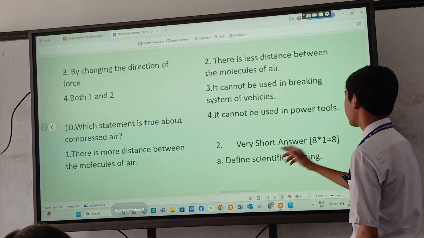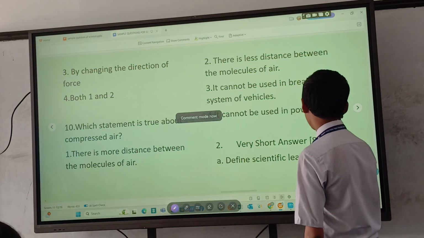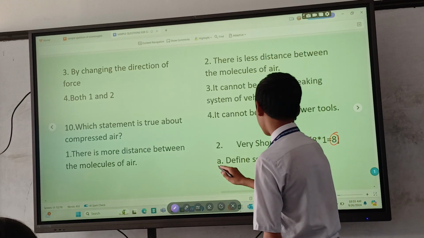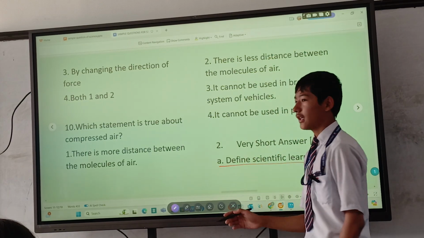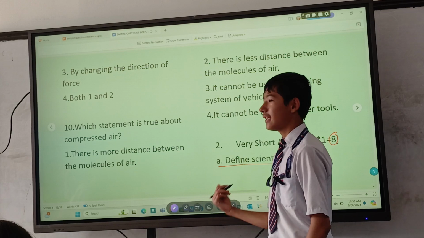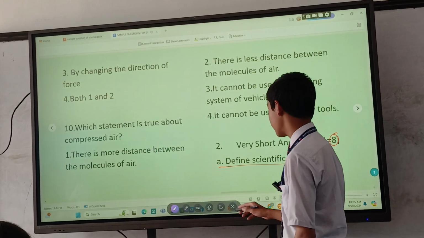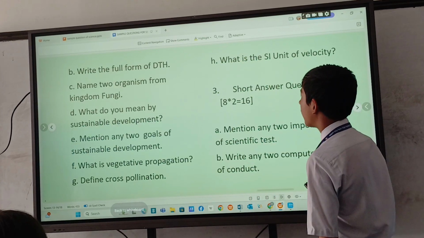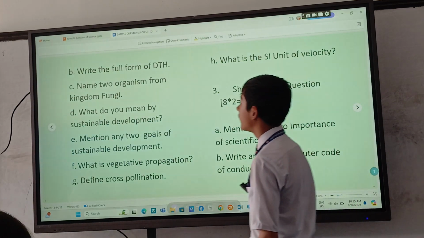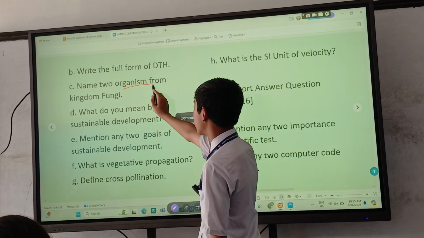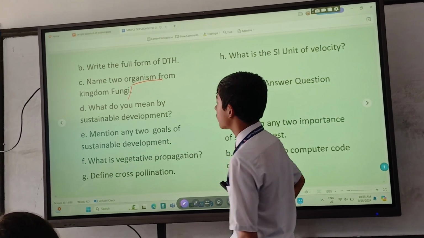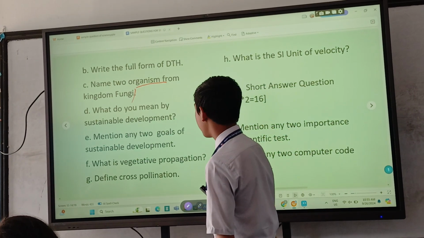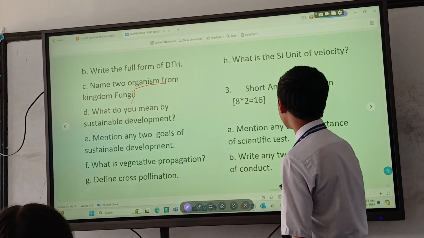Okay, so question number 2 is a short answer question. There are going to be 8 questions of 1 mark each. That makes it 8 marks. The first question is define scientific learning. Second question is write the full form of DNA. Name 2 organisms from kingdom fungi. What do you mean by sustainable development? Mention 2 goals of sustainable development. What is vegetative propagation? Define cross pollination. What is the SI unit of velocity?